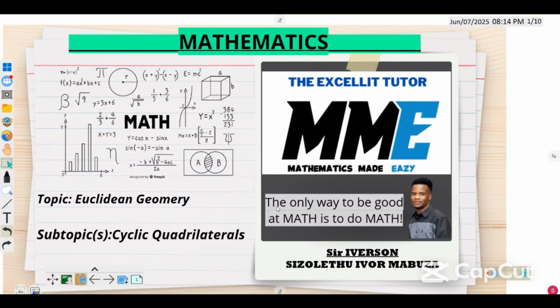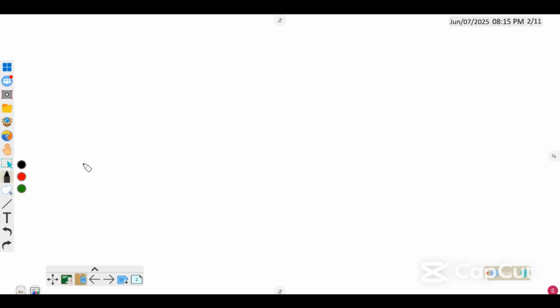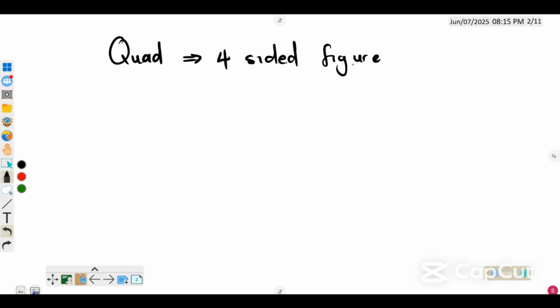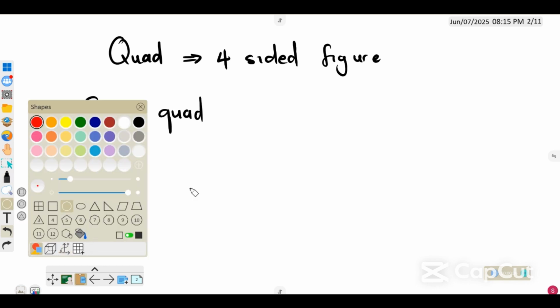So as we continue with our videos, now we are going to be looking at cyclic quadrilaterals, without wasting any time. Now, remember what a quadrilateral is? Quadrilaterals are basically four-sided figures. Any four-sided figure is a quadrilateral. But now, if we speak of a cyclic quad, what do you think that is? A cyclic quad has to be a quadrilateral that lies inside a circle.